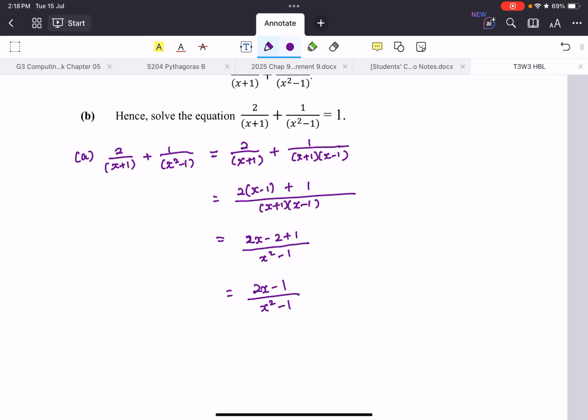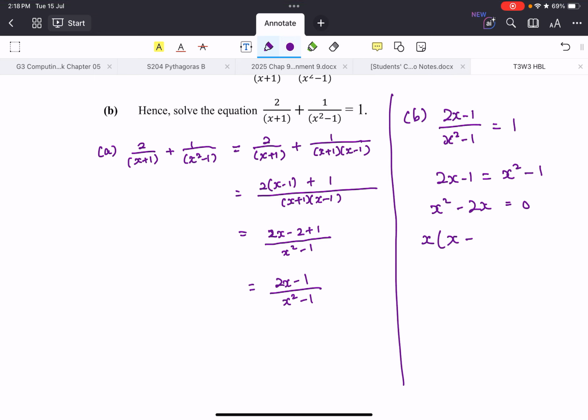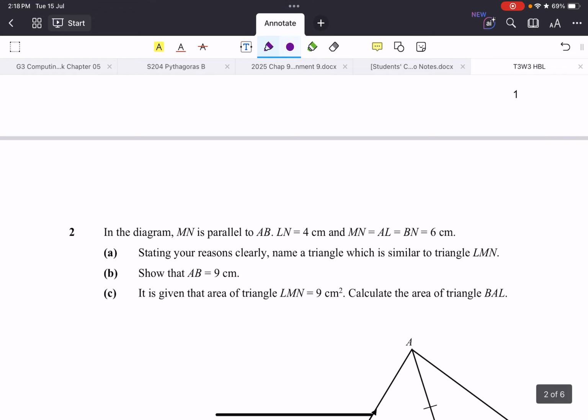In the second part, we are told to solve it. So let's create some space here. So part B, to solve this, we are basically solving 2x minus 1 over x squared minus 1 equals to 1, because they're equivalent. So 2x minus 1 equals to, cross multiply, you get x squared minus 1. So x squared minus 2x equals 0. Factorize. x times (x minus 2) equals 0. Therefore, x equals 0 or x equals 2. I hope that works. Let's go to the next one.